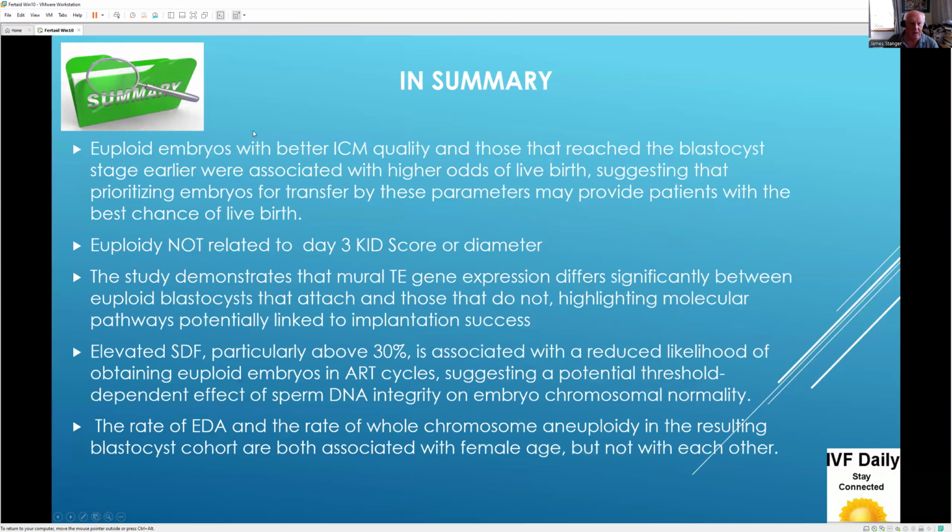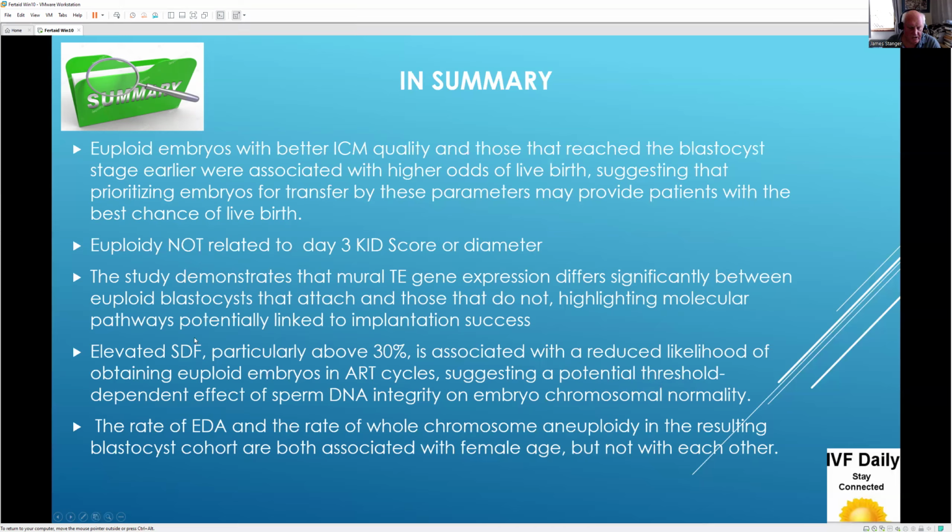So in summary, you can say that euploid embryos with better ICM quality and those that reached the blastocyst stage earlier were associated with higher odds of live birth, suggesting that prioritising embryos for transfer by these parameters may provide patients with the best chance of live birth. Euploidy was not related to day 3 KIDScore or the diameter of the embryo. The study looking at mural trophectoderm gene expression differed significantly between whether the euploid blastocysts were able to attach and those that could not, highlighting that there's a molecular pathway potentially linked to implantation success.